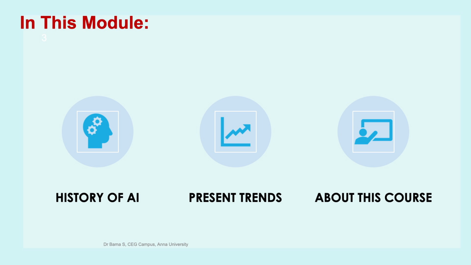The topics in this module, this is the first module, that we would be covering as a part of this module is the history of AI, which is the timeline from 1950 onwards. Then we will talk about the present trends prevailing in AI, and I will close with the topics that will be covered as a part of this course.